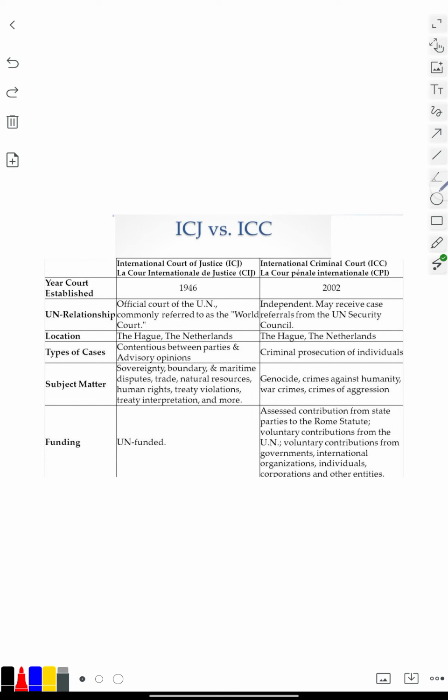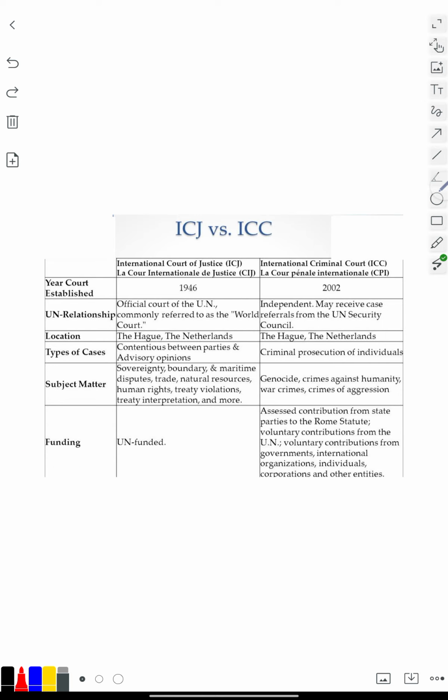The types of cases that ICC deals with are majorly criminal cases, like war crimes and also individual crimes, majorly international individual crimes. Such types of cases the ICC deals with. Because Putin did some crime against Ukraine, that is the case, that's why ICC has given the arrest warrant against Putin and also against Netanyahu. So ICC majorly deals with cases of a criminal nature, but the International Court of Justice majorly deals with disputes of a political nature between two countries.